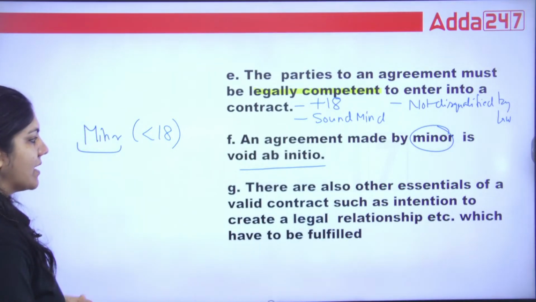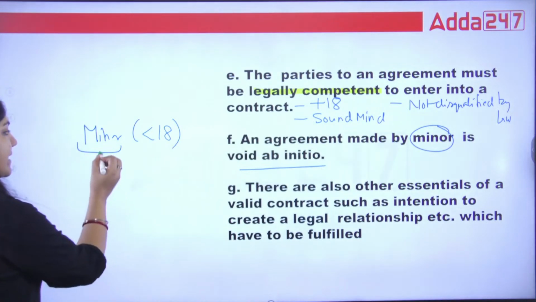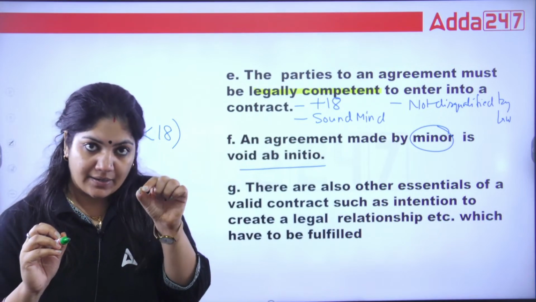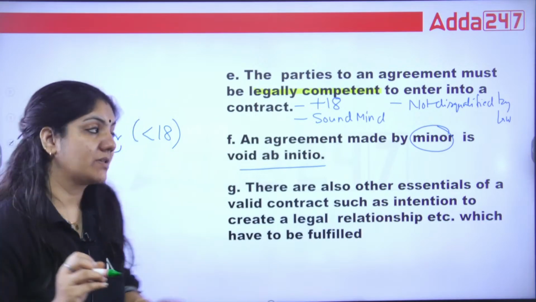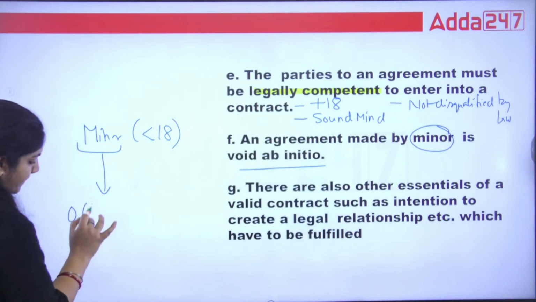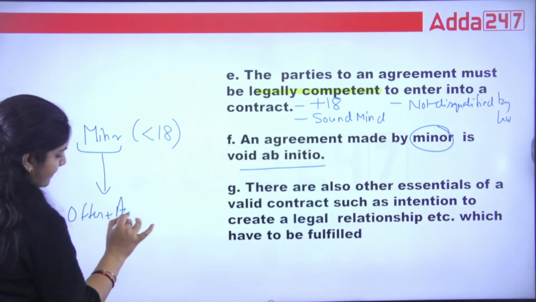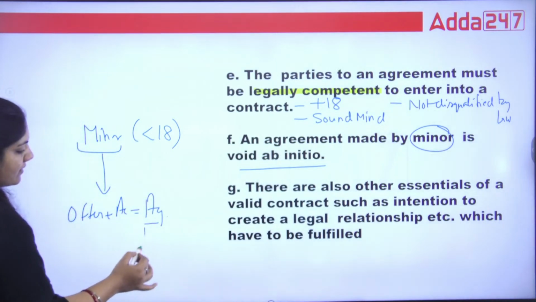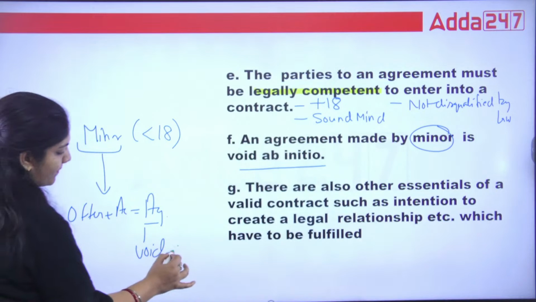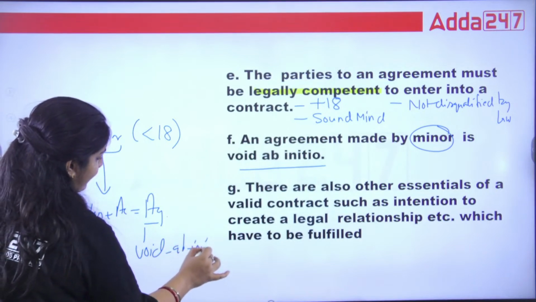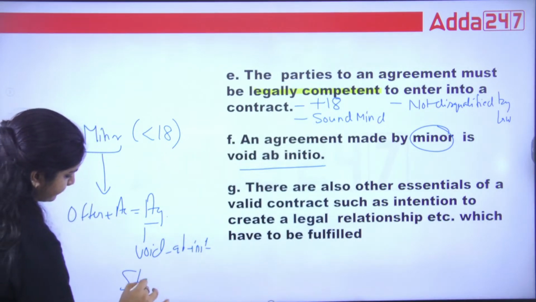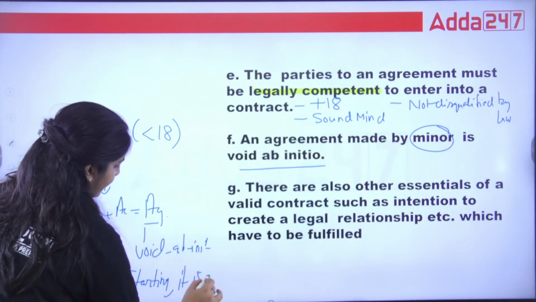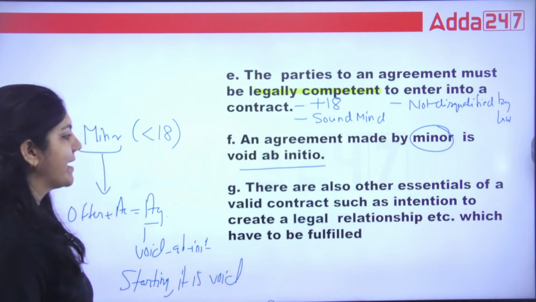So in that case, a minor's contract cannot become a contract, because if a minor's offer plus acceptance is equal to agreement, that agreement will be what? Void ab initio. So what is void ab initio? It is void from the starting. This is called void ab initio.